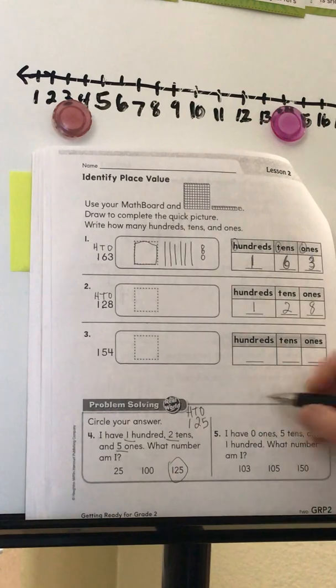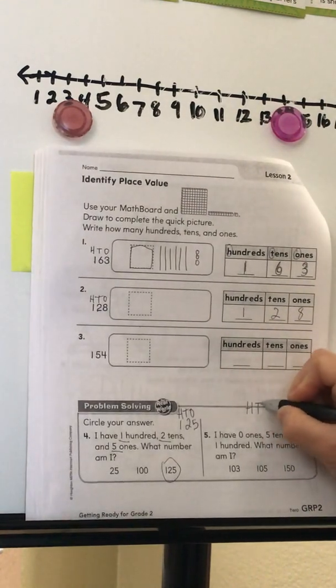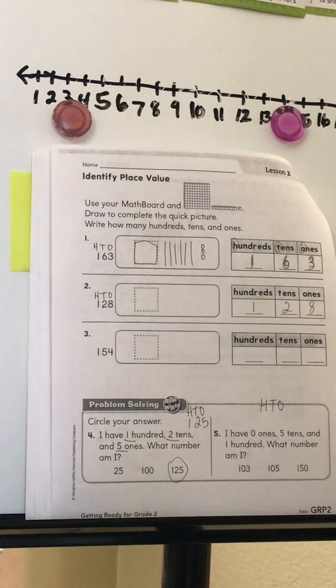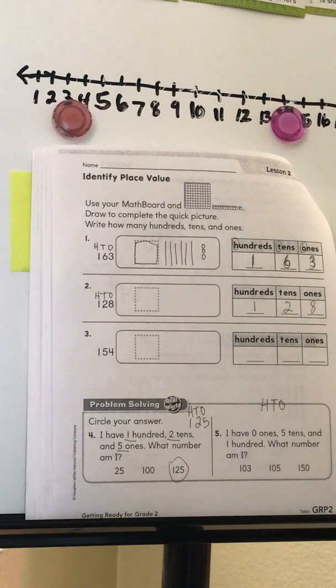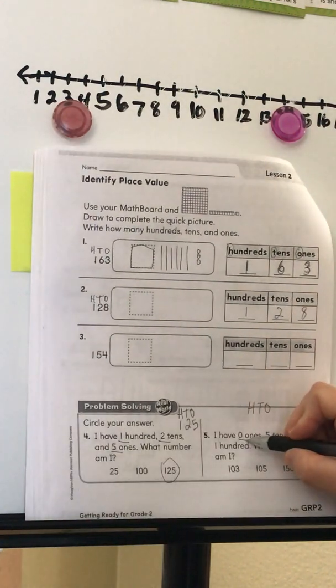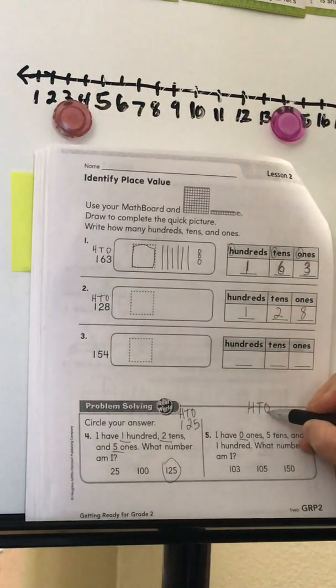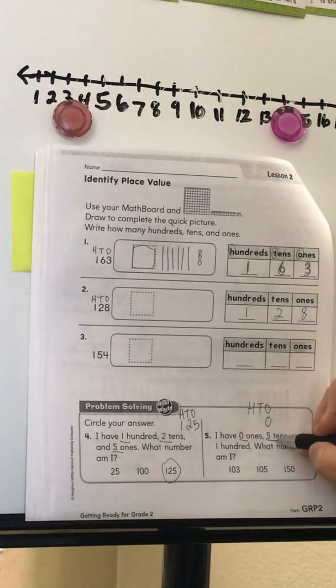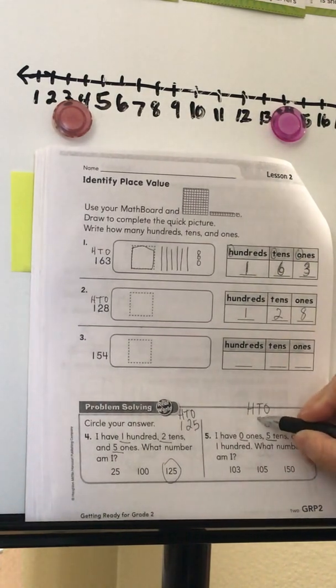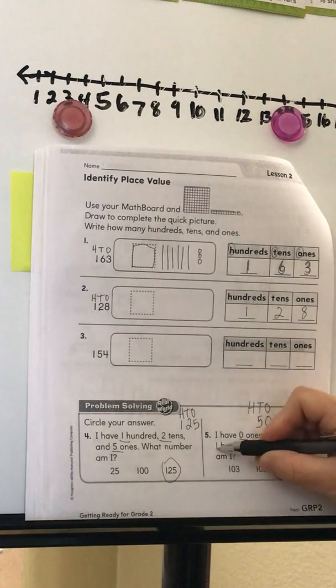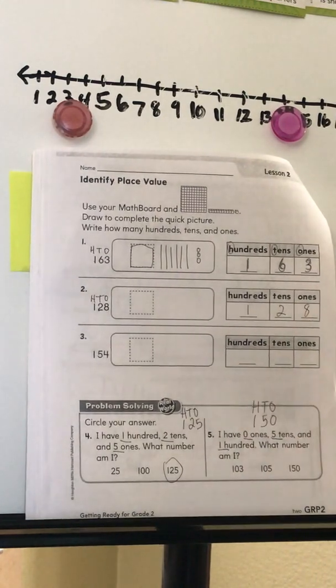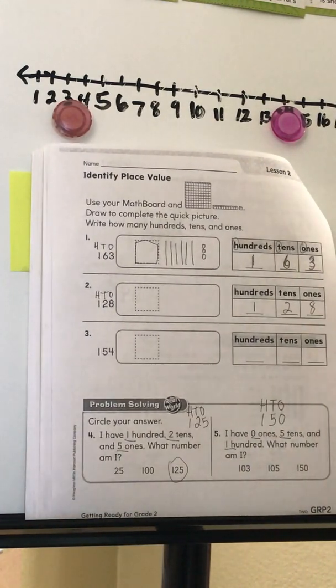Okay, so on this one, let's do the same thing. Put your HTO. Now this one, I noticed they didn't do it in order, so make sure you look. 0 ones, that means 0 for the O. 5 tens, 5 in the T. And 100, 1 for the H. So find that number and circle it.